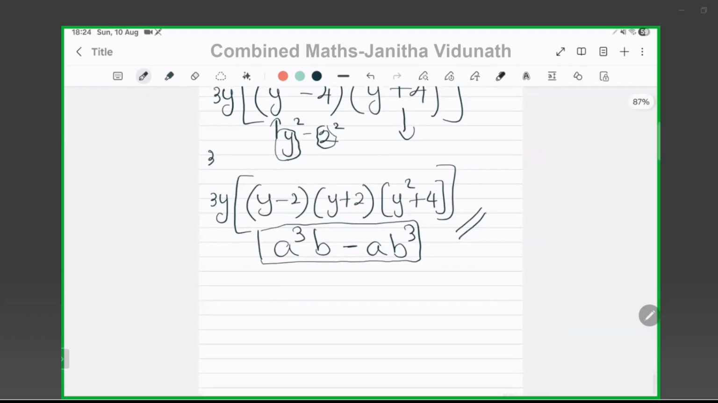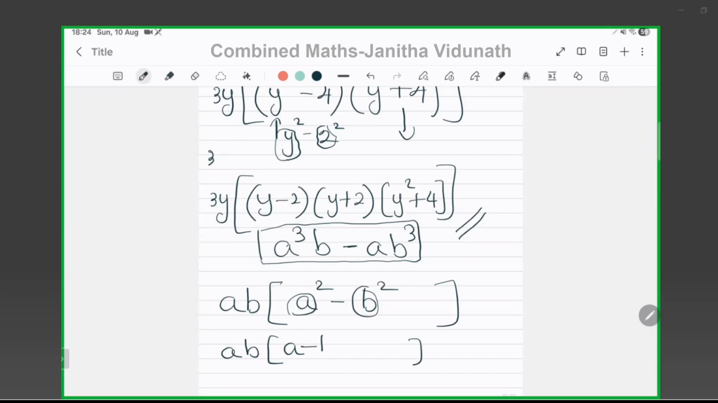Here first we need to identify whether there are common factors. Here we can see ab can be common. ab is common for both terms. Then a square remains here and b square remains here. Then we get ab times this, which is a difference of two squares. Then we can simply factorize this as a minus b times a plus b.